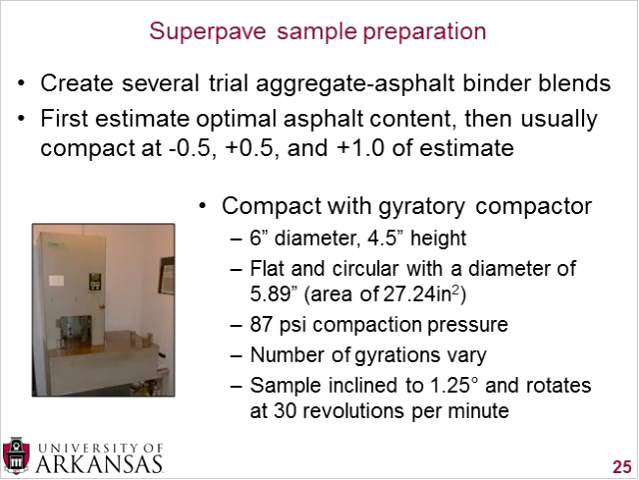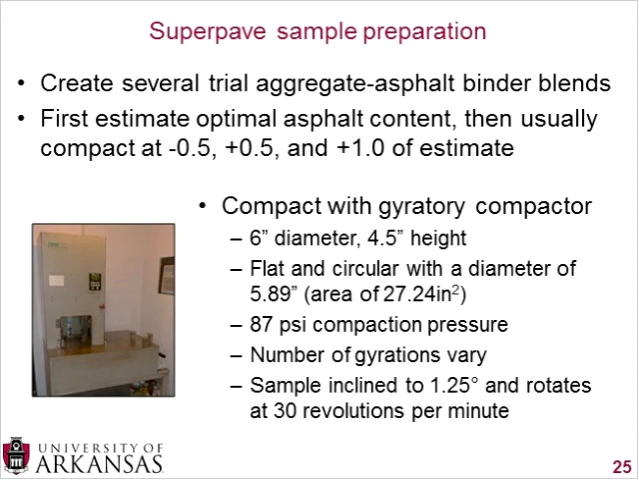When you are preparing your Superpave samples, you first create several trial aggregate asphalt blends. Then you estimate the asphalt content based on aggregate properties. So using specific gravities, effective gravities, those types of concepts, you can estimate your optimal asphalt content. And then usually you compact at negative 0.5, positive 0.5, and then plus 1% of that estimate.